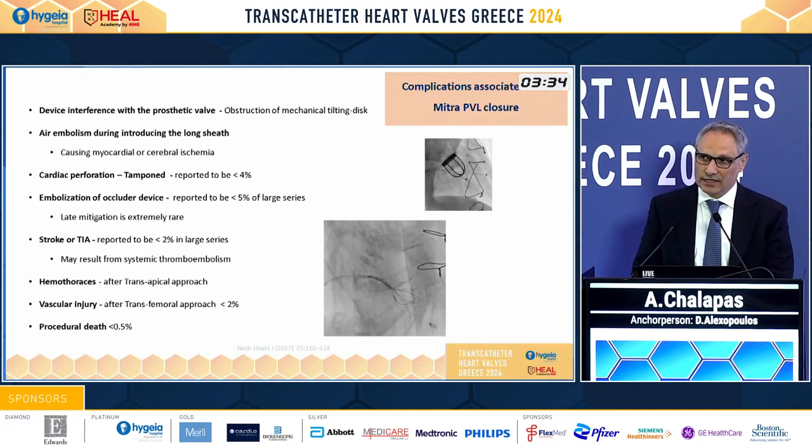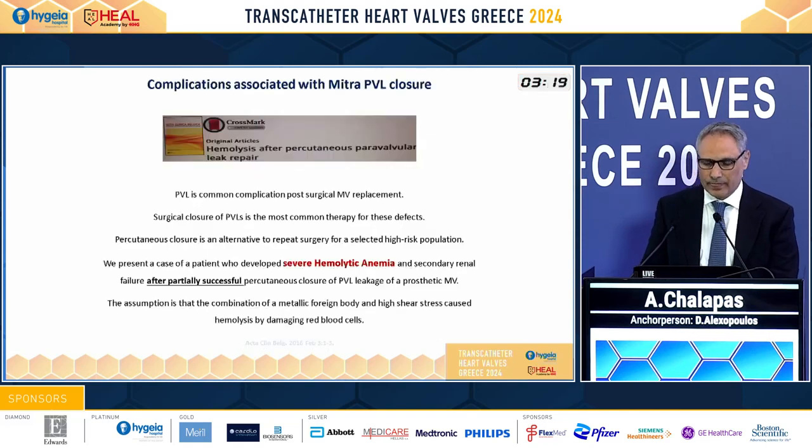Regarding the complications, we always have to be aware of the interference of the device with a prosthetic valve that can lead to sudden hemodynamic deterioration, and of course the embolization of the occluder device, which more often occurs early during the procedure. However, late embolizations can extremely rarely occur.